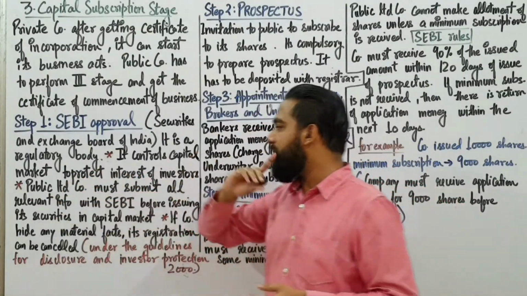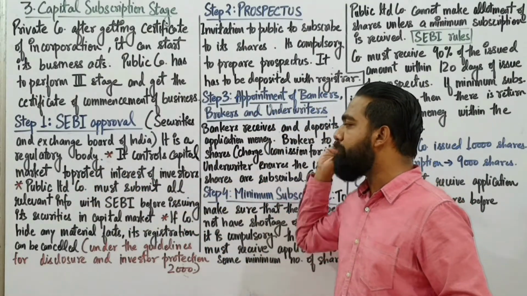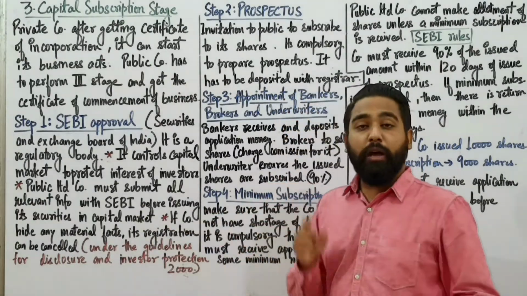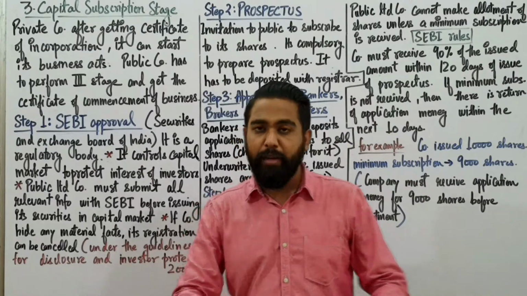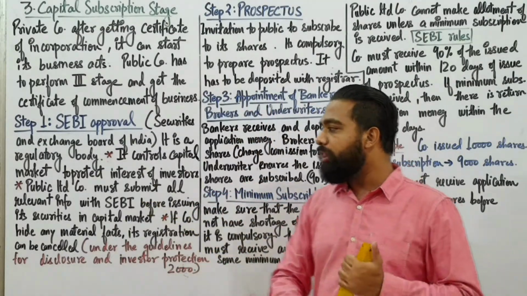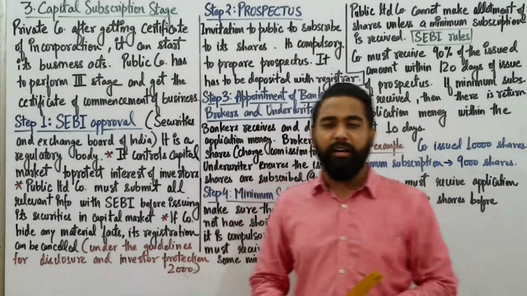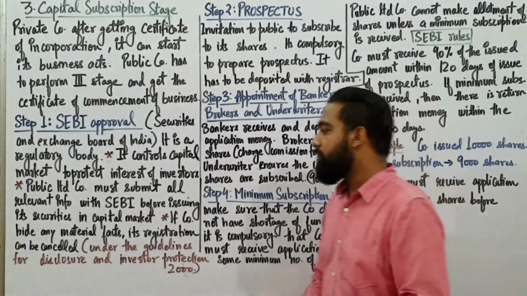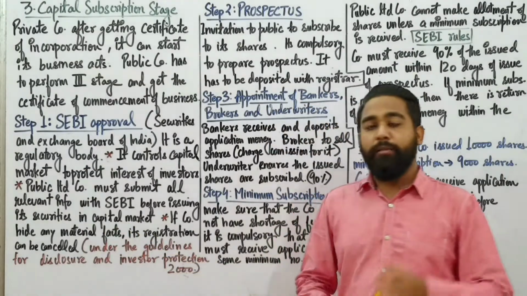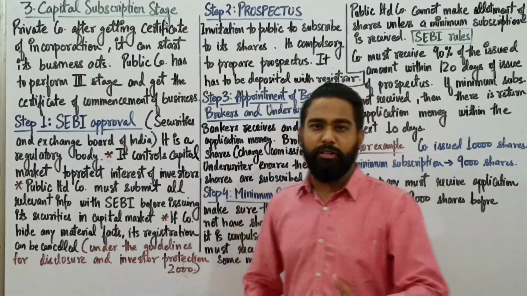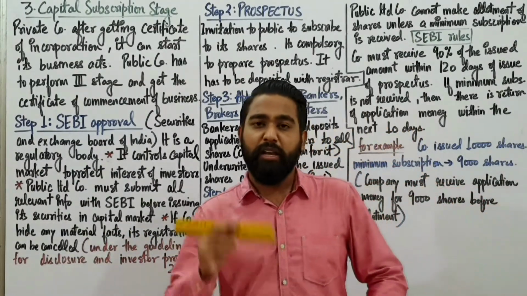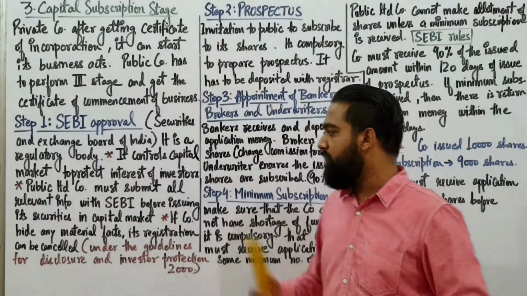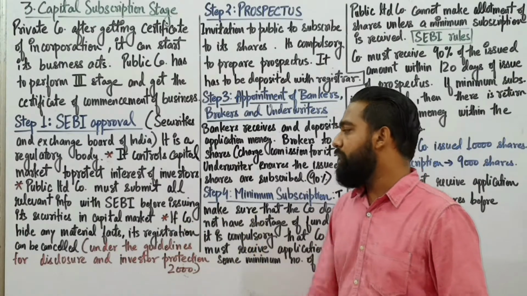Now, the public limited company must submit all the relevant information with SEBI. All public limited companies must submit all the important information with SEBI before issuing their securities in the capital market. Before they issue their securities so that other people can buy them, they have to mention all the relevant information which is required by SEBI.